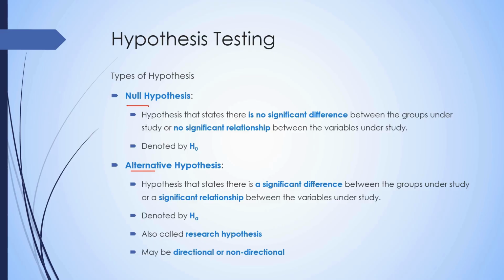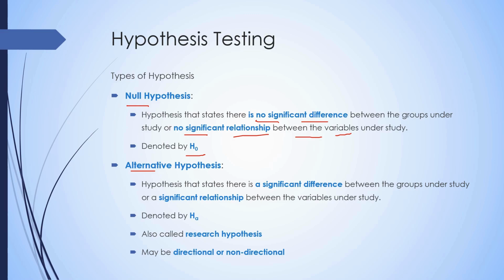Hypothesis that states that there is no significant difference between the groups under study or there is no significant relationship between the variables under study. This is null hypothesis. Null means there's nothing, no, zero. That's what the hypothesis also says, that there is no point in you continuing the study. It is denoted by H0. So to continue your study or research, you have to reject the null hypothesis. If the null hypothesis is accepted, there is no point in you continuing the research.